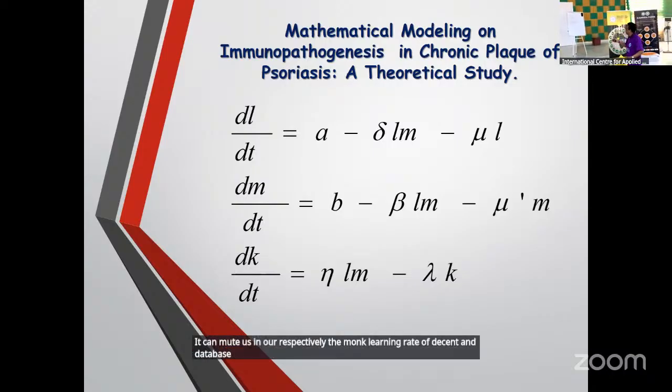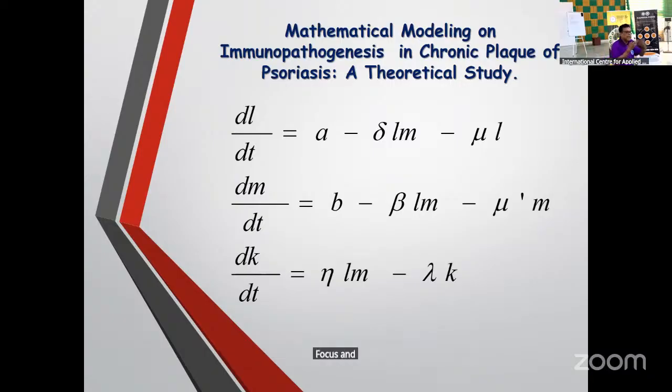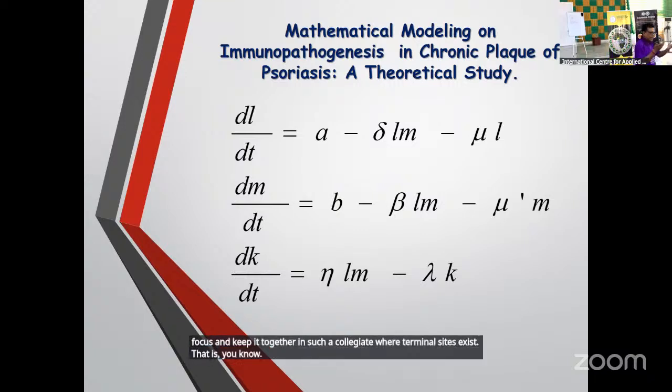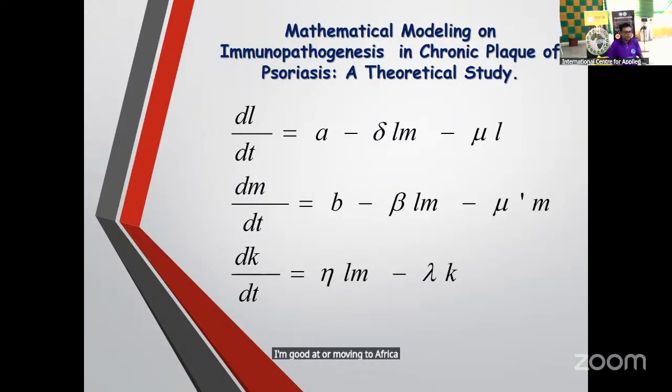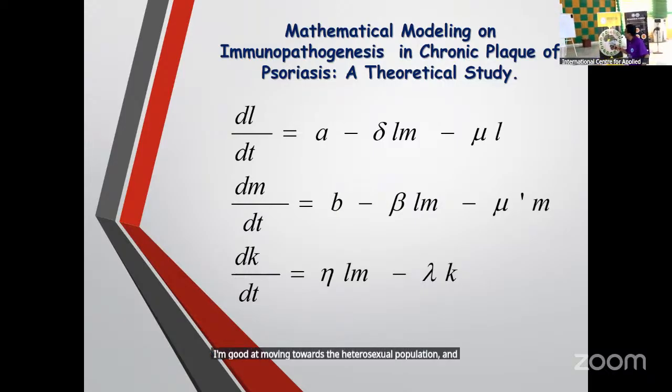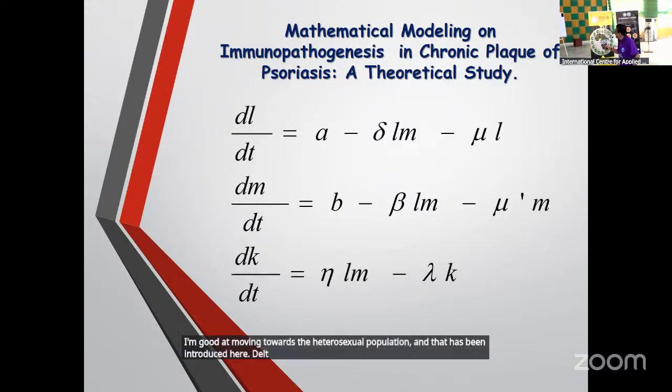Right? Now, when the T cell and dendritic cell accumulate with each other, ultimately they gather in a position where keratinocytes exist. So this interaction must be moving towards the keratinocyte cell population, and that has been introduced here. Delta LN plus beta LN, that is, delta plus beta LN.